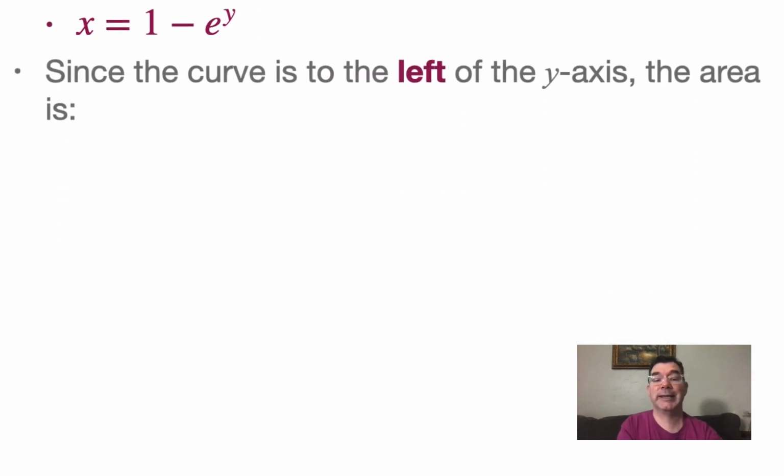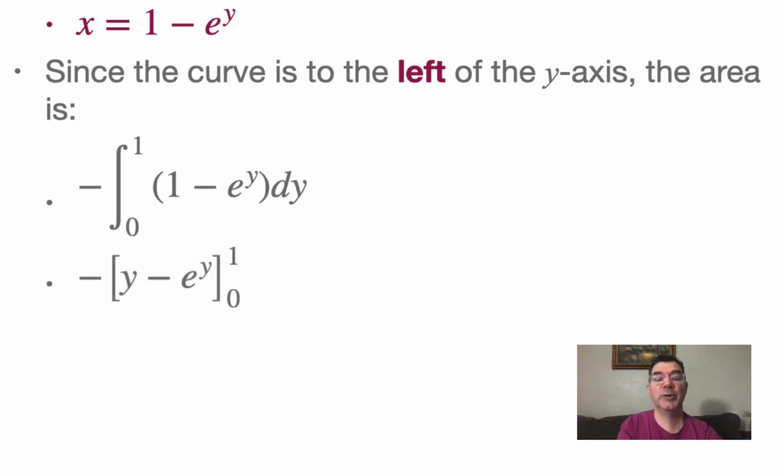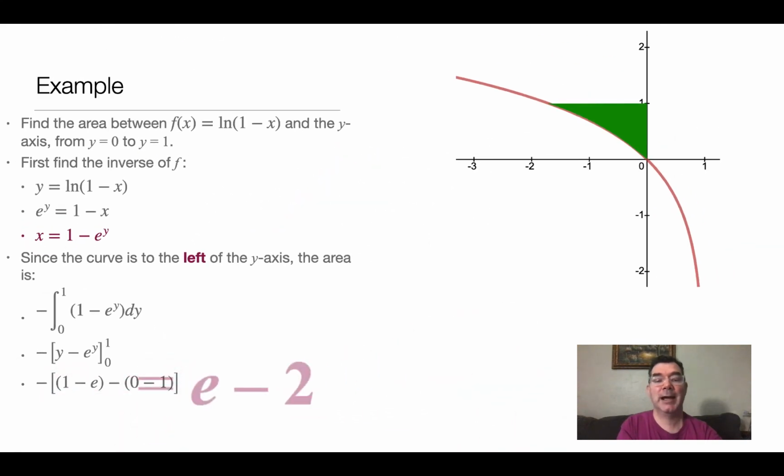The curve is completely on the left-hand side of the y-axis, so the area is going to be the negative antiderivative of the function. So I'm going to find the negative antiderivative of 1 minus e to the y from y equals 0 to y equals 1. The antiderivative of 1 is y, and the antiderivative of e to the y is e to the y. So I plug in 1 and 0 into that, and I simplify, and I take the opposite so that I will get a total area of that green section to be e minus 2.